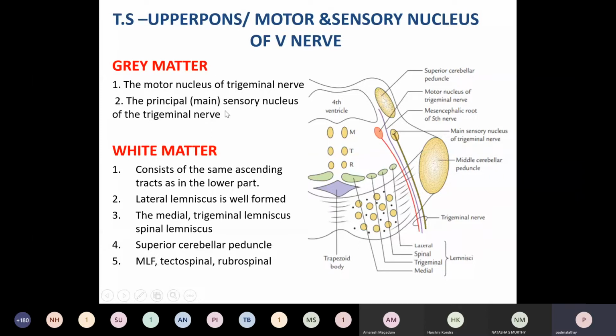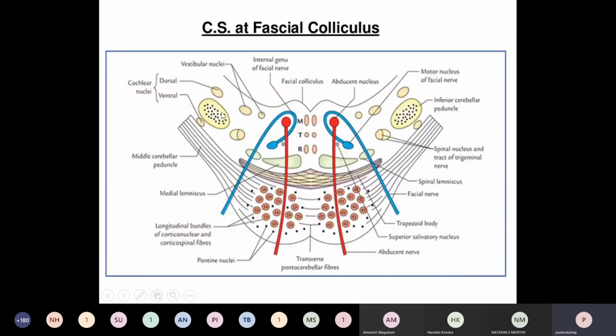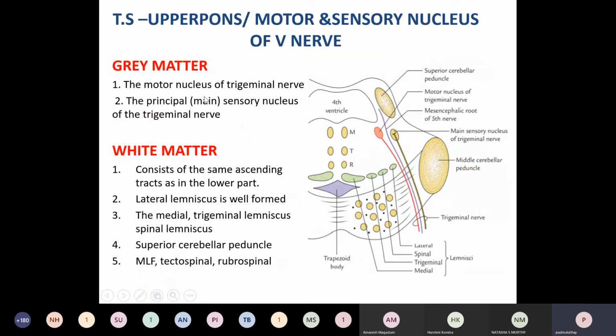So here only the trigeminal nuclei are present, whereas in the facial colliculus there are nuclei of the facial, then abducent, then vestibular and cochlear nuclei. In the upper pons there are only the two nuclei of the trigeminal nerve, the motor nucleus and sensory nucleus.